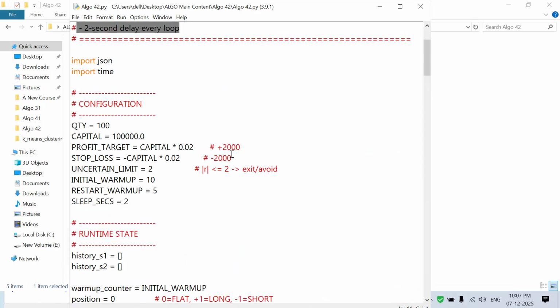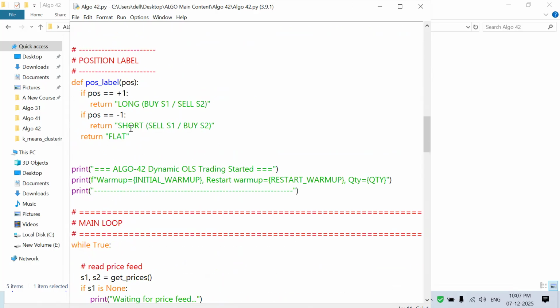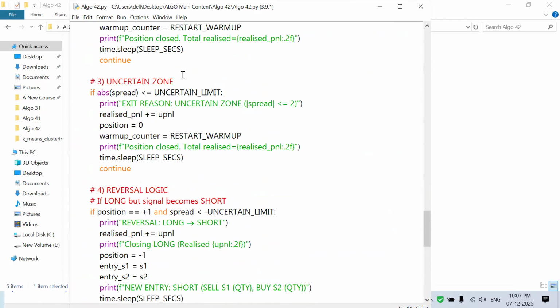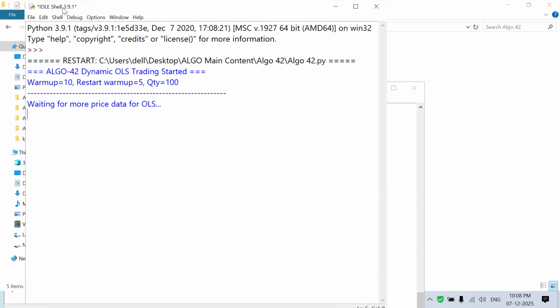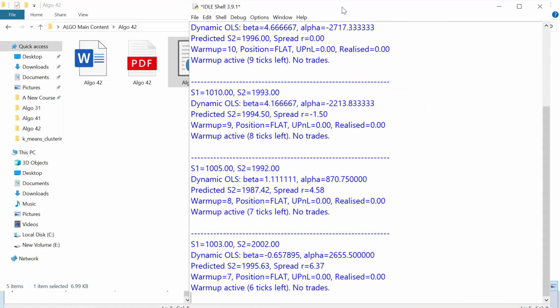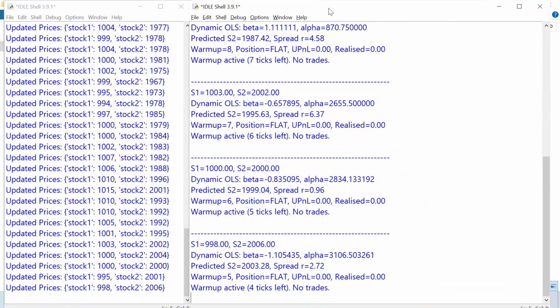Initial warm up is 10 cycles, restart warm up is 5 cycles, and this way the logic which I have shown to you has been coded into this. Now let's run this and check how it actually works in a real market scenario. So now this is collecting the price from the market. Let me adjust both windows at the same time so that we can understand how the market is moving and how the algo is working with the moving market.